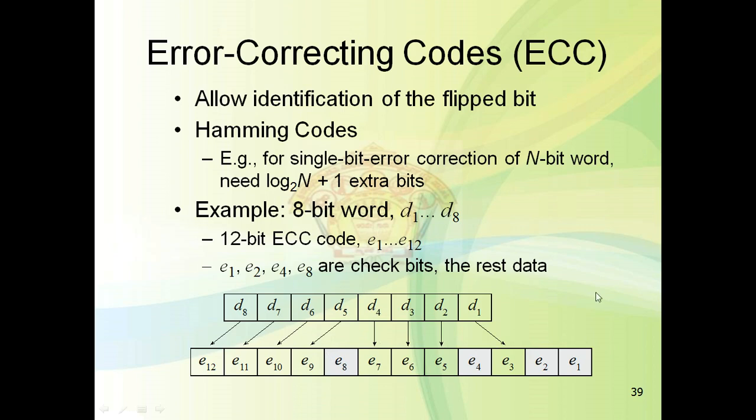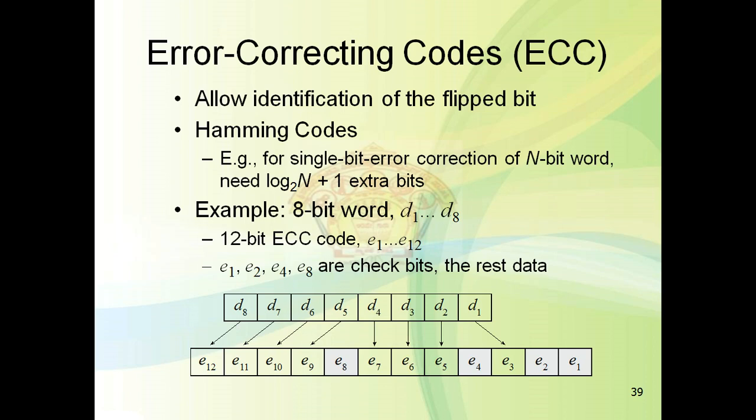Therefore E1, E2, E4 and E8 are the check bits, and the remaining are the data bits. E1 is a check bit, E2 is a check bit, E3 is D1, E4 is a check bit, E5 is D2, E6 is D3, E7 is D4, E8 is another check bit, E9 is D5, E10 is D6, E11 is D7 and E12 is D8. In this way we can form an error correcting code.